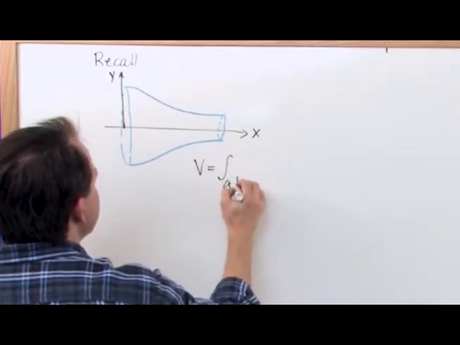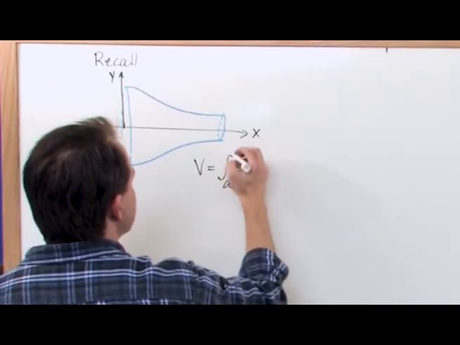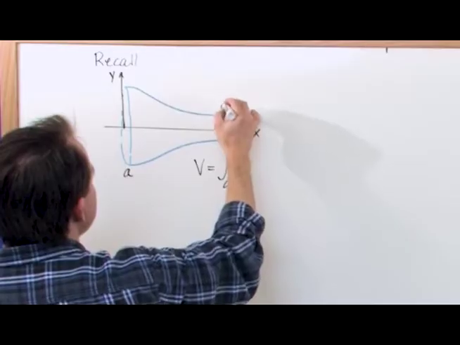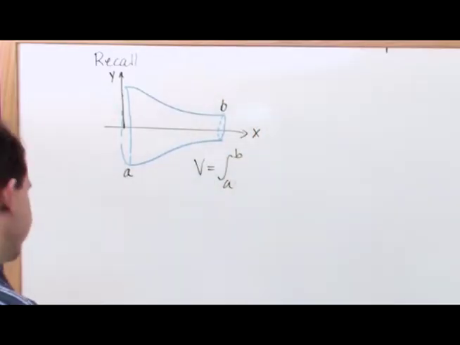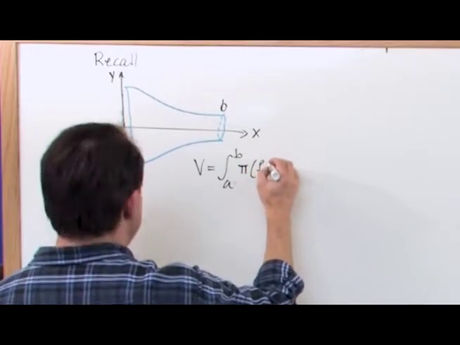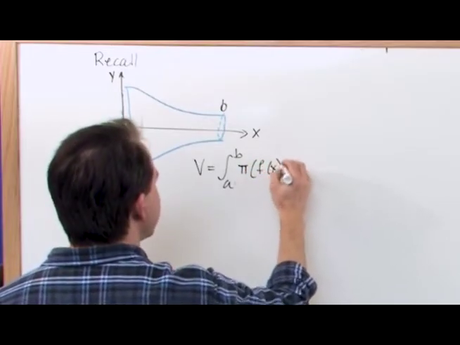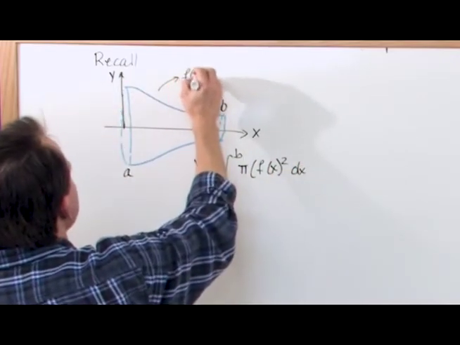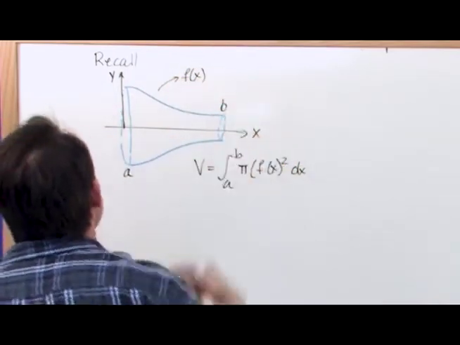the integral from a to b, where this point was point A along the x-axis and this point was point B along the x-axis, of pi times f of x squared dx, where this function here was f of x, and we took f of x and rotated it around the x-axis.